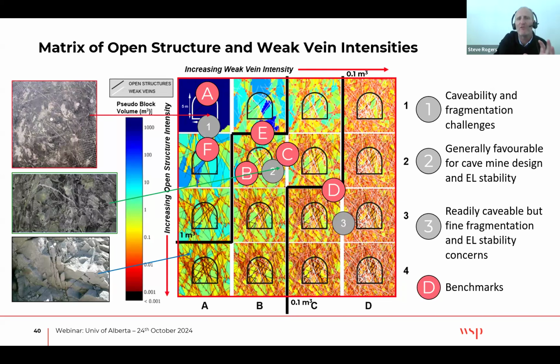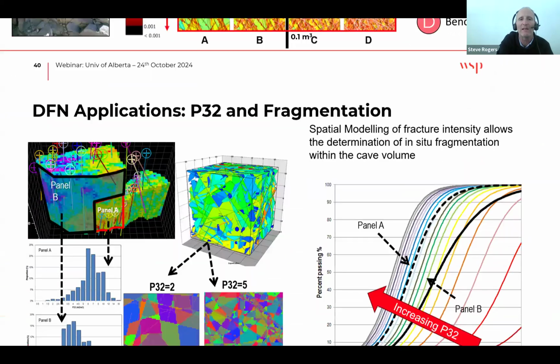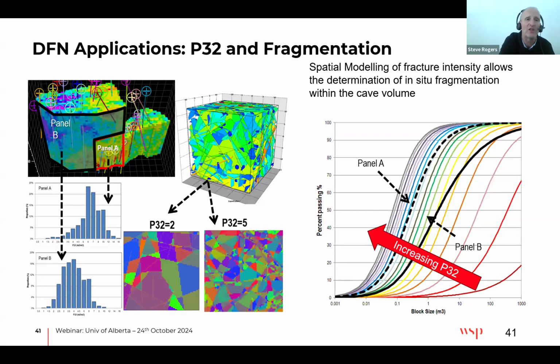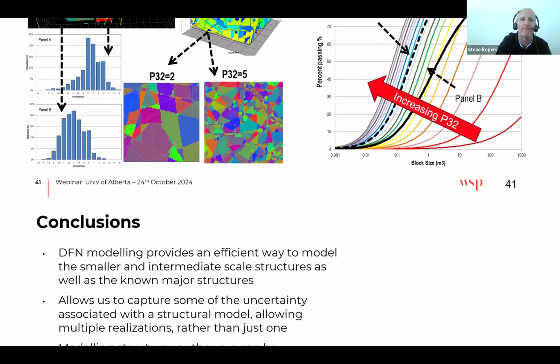So it's a really simple way to visualize where a caving project sits and what the likelihood of outcomes is. Of course, we can actually block model that P32. Since P32 equates to block volume, we can make predictions about the likely fragmentation and where a particular part of the cave will sit in terms of that matrix.